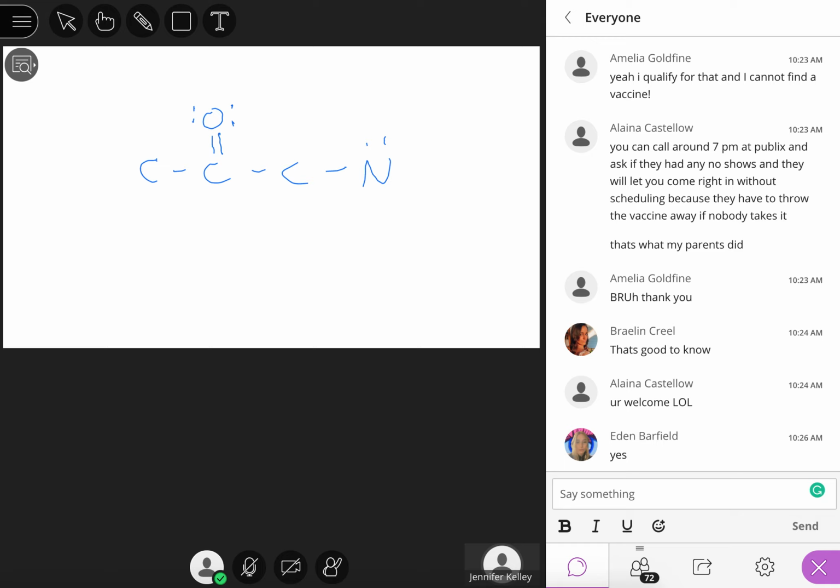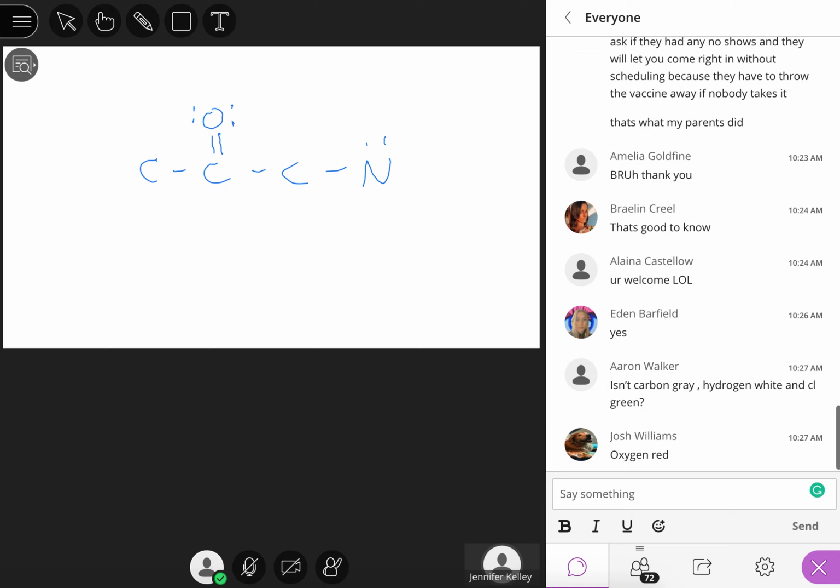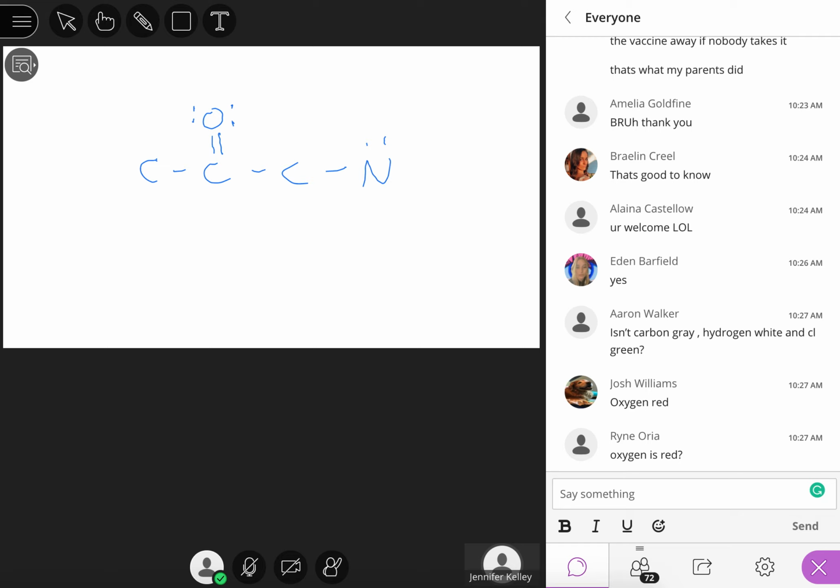So that's one of the things that I'm going to put on the document for the homework: what color represents what atom. Yeah, carbon is gray, hydrogen's white, the halogens are green, nitrogen is blue, and oxygen is red, and stuff like that. Yeah, it's red.